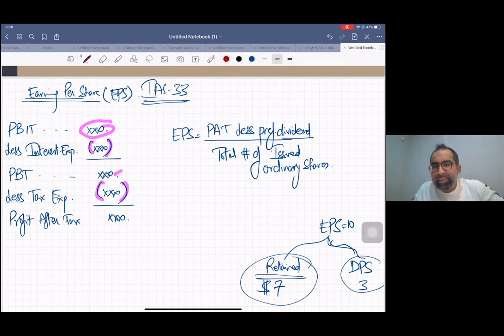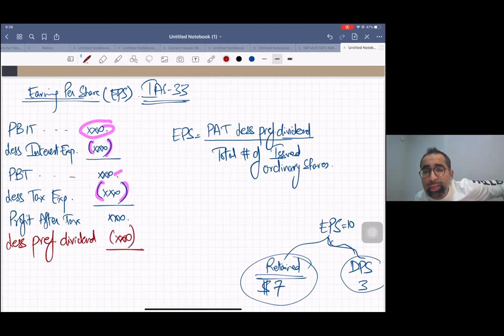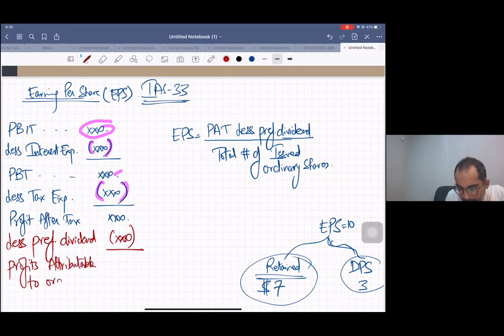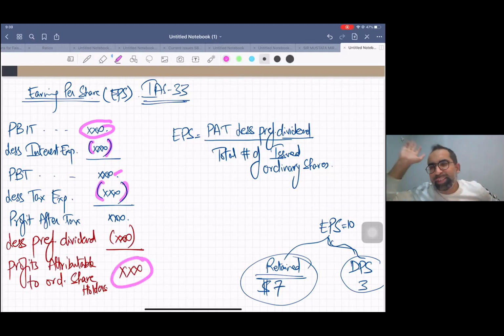Sometimes this profit after tax is also not the property of ordinary shareholders. So from this profit after tax, we have to deduct preference dividend, if any. After this, the profit we get is called profits attributable to ordinary shareholders. What do we mean by that? This final profit only belongs to ordinary shareholders. Only ordinary shareholders are the owners of this profit.